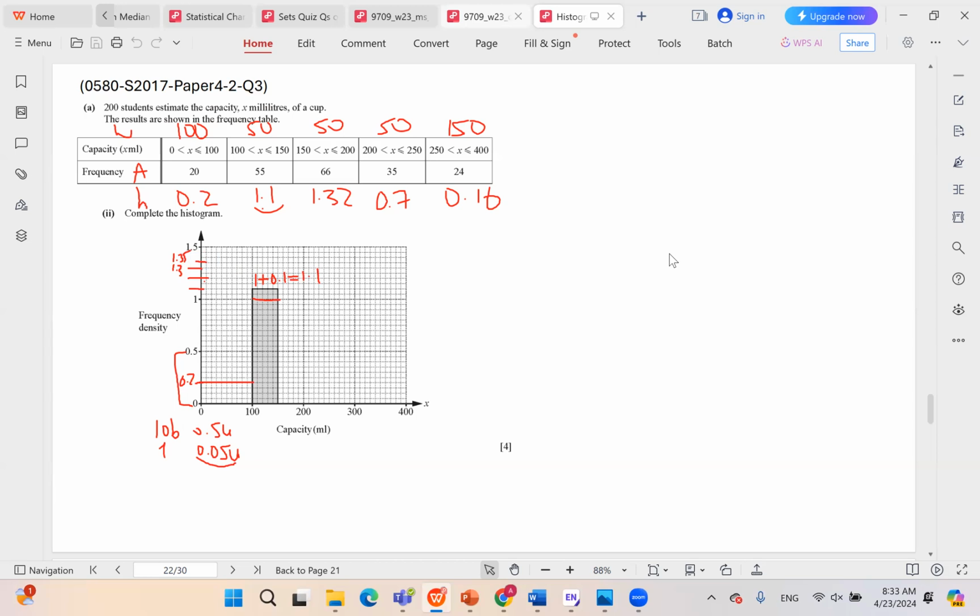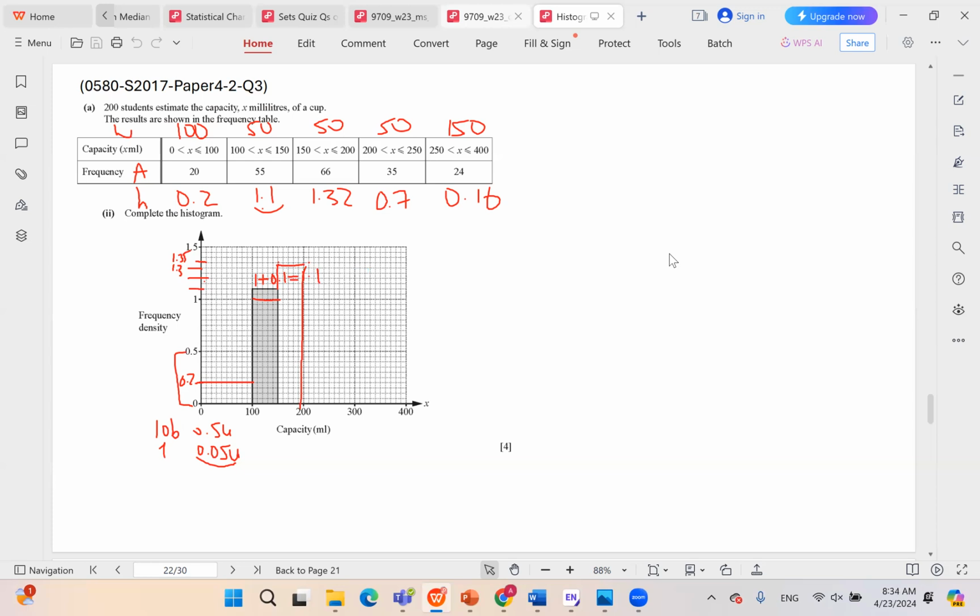And it goes from 150 to 200. So I'm just going to erase this bar here, midway between 1.3 and 1.35, and then I'm going to draw the line to 200, and I'm going to then bring it vertically down like this. This is the correct bar.